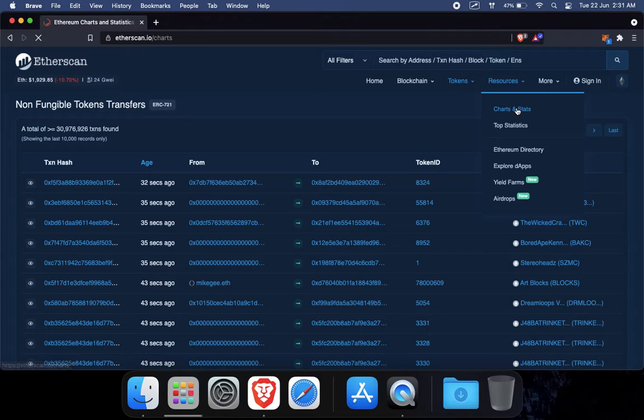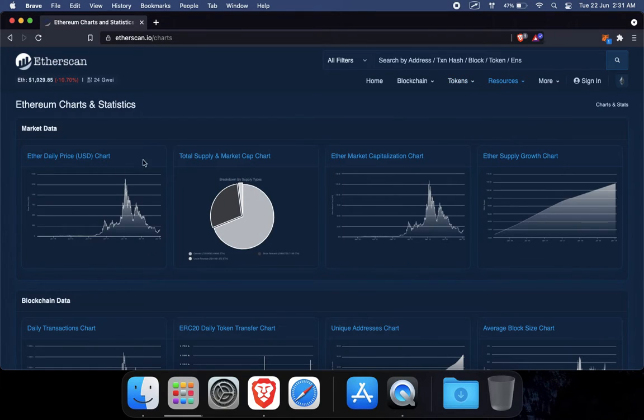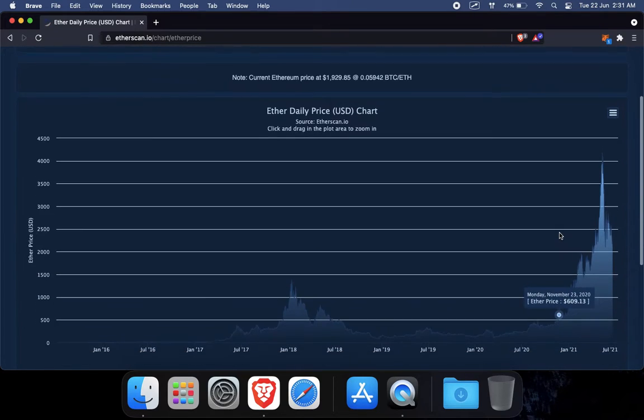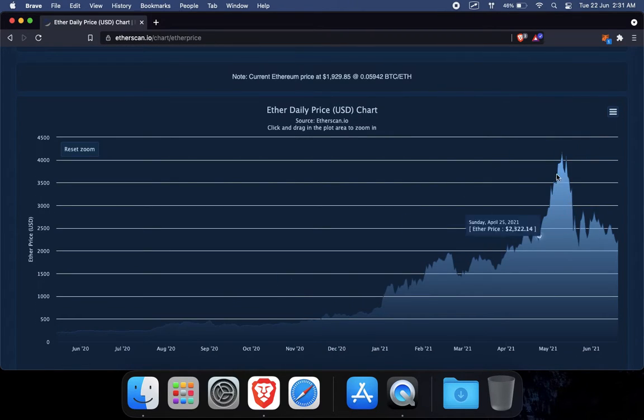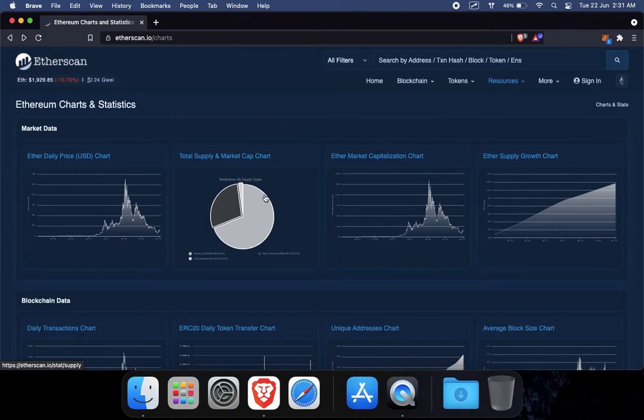Resources, let's look at charts and stats. So what kind of charts does Etherscan offer? Ether daily price, is it Ether? I usually say Ether. It sounds more mystical. So I think we looked at this earlier, right? The daily price of Ethereum. Again, you can zoom in on here to see the price up and down. I'm not usually too bothered by it because I believe it will grow in the future.